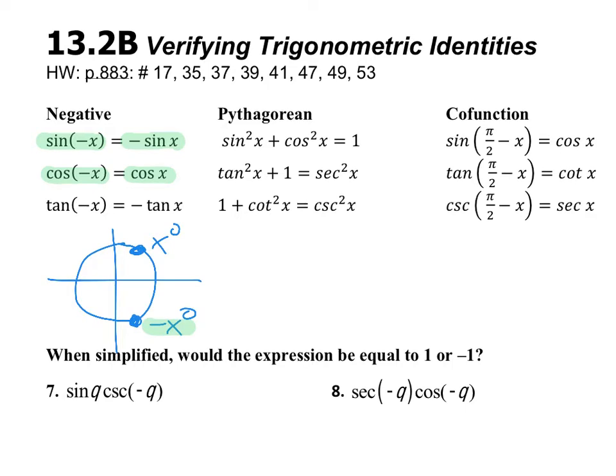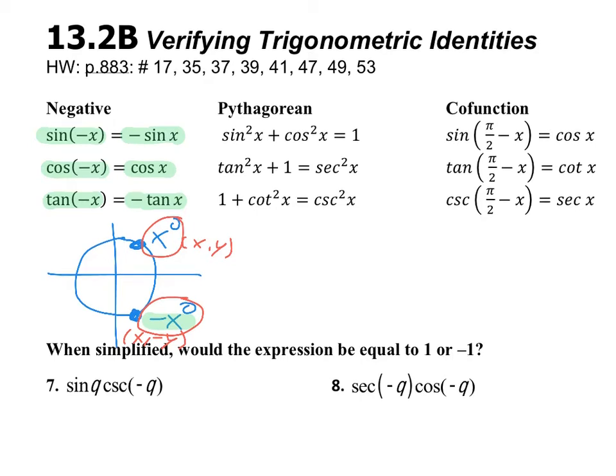So if you imagine this having coordinates x comma y, and then the one down here having coordinates x comma negative y, what would the tangent be? The tangent for this guy would be y over x, whereas the tangent for that one would be negative y over x. So the tangent of the negative angle equals the opposite of the tangent for the positive angle.